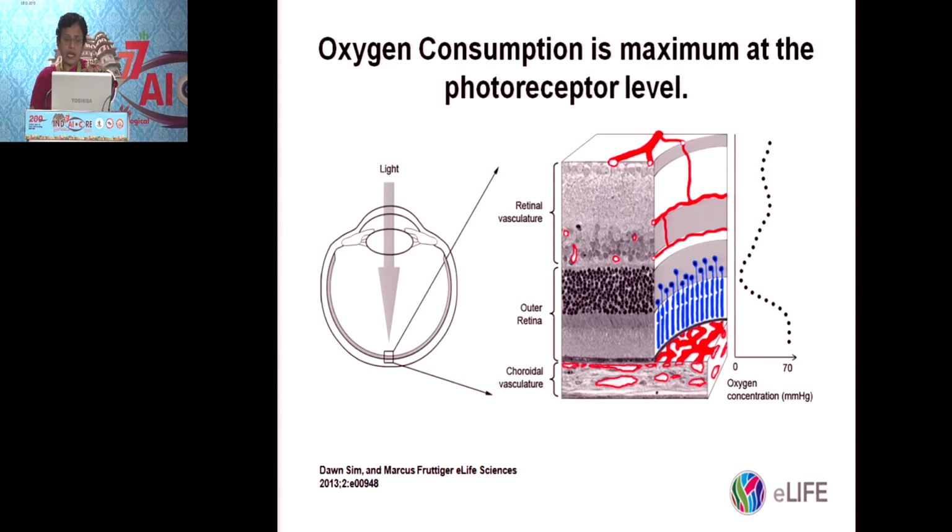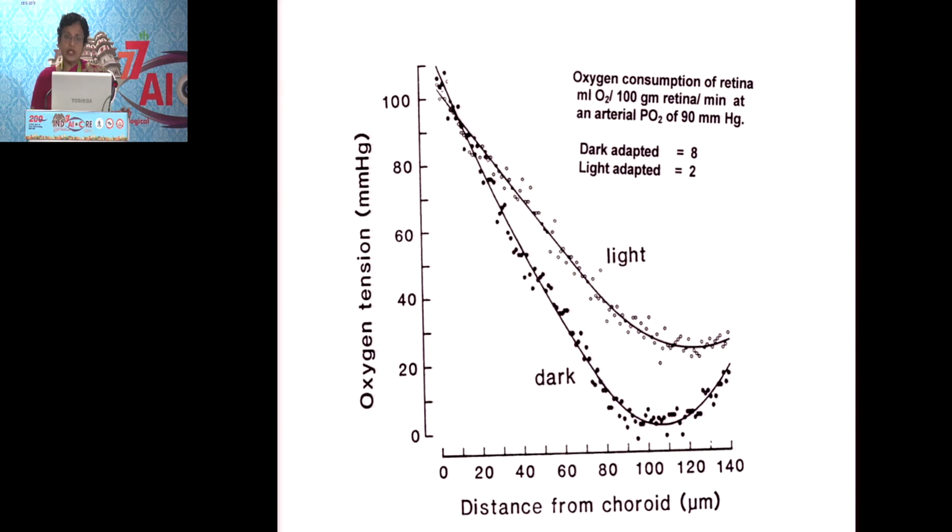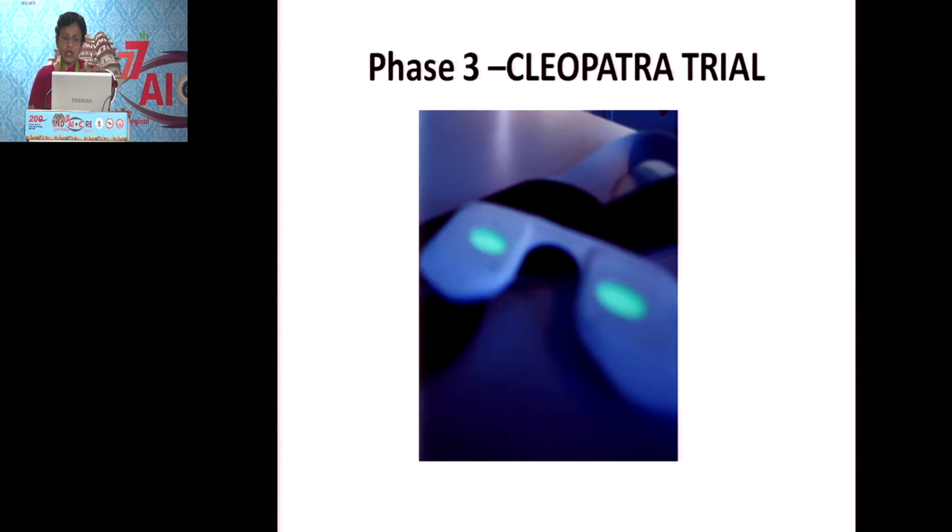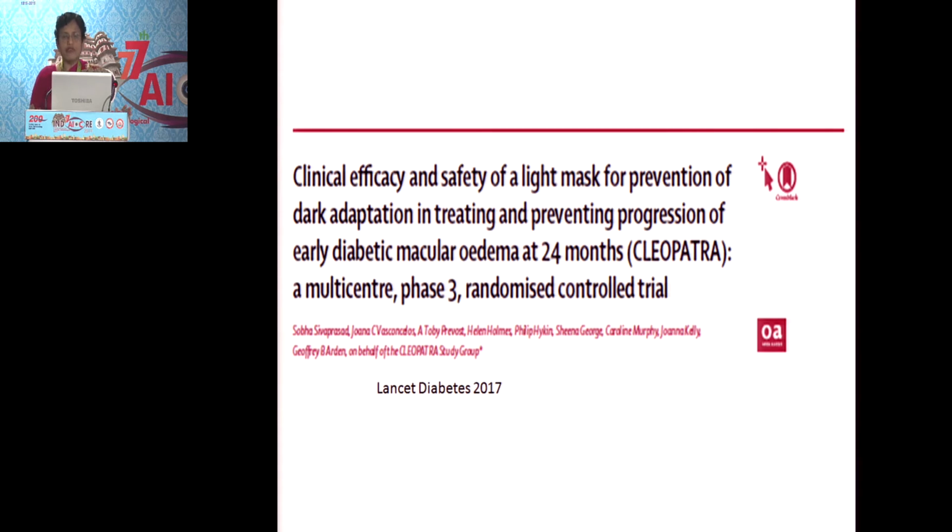Next, we said that the retina consumes a lot of oxygen, and the maximum amount of oxygen is consumed at the photoreceptor layer. In the dark, we consume more oxygen than in the daytime because of our photoreceptors involved in dark adaptation. So we did the CLEOPATRA trial, where we thought we could inhibit dark adaptation at night by giving patients a rod suppression light mask of 505 nanometer. But what we found is this light mask does not work. So it does not prevent diabetic retinopathy. And it was very difficult for patients to sleep with this light mask to prevent dark adaptation as well.